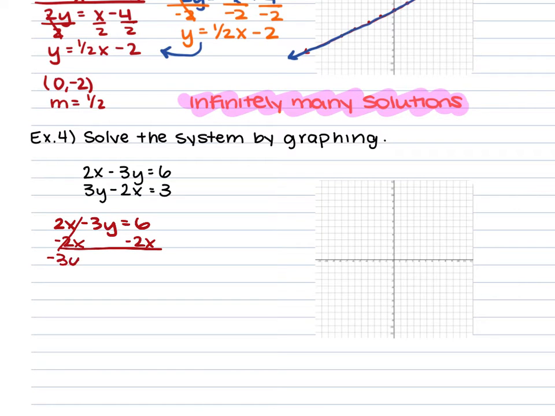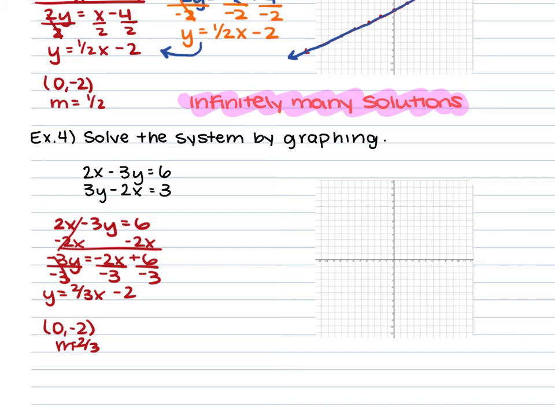I get -3y is equal to -2x plus 6. From here, I'm just going to divide each side by -3, so I'm going to divide every term by that -3. And I get y is equal to 2/3 x minus 2. You've got a negative divided by a negative, so it's going to be that positive 2/3. That 6 divided by that -3, they're opposite signs, so that's why that 2 is negative. So this is going to be an ordered pair of 0, -2 for my y-intercept and a slope of 2/3.